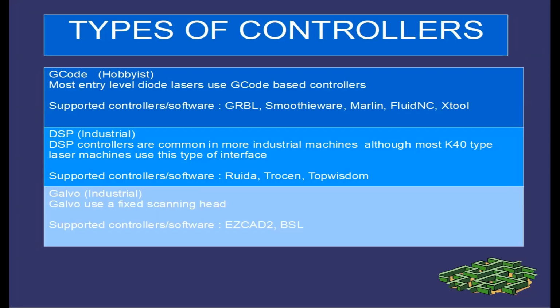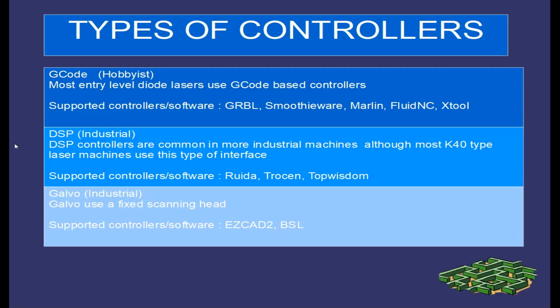So there's different types of controllers that are used in these machines. And the ones we're talking about, the diode ones, they use G-code controllers. The controllers that you can use for them are GRBL itself, Smoothieware, Marlin, FluidNC, and XTool. Now, the XTool actually uses an add-in to it, so you can only use XTool with XTool.